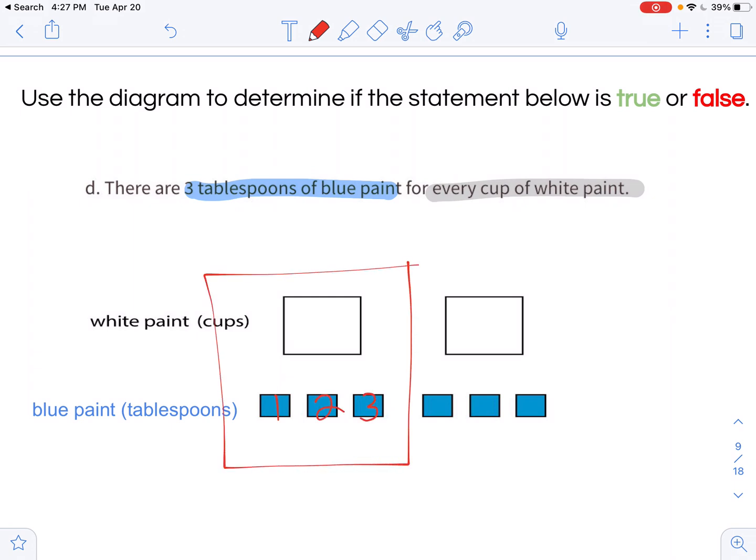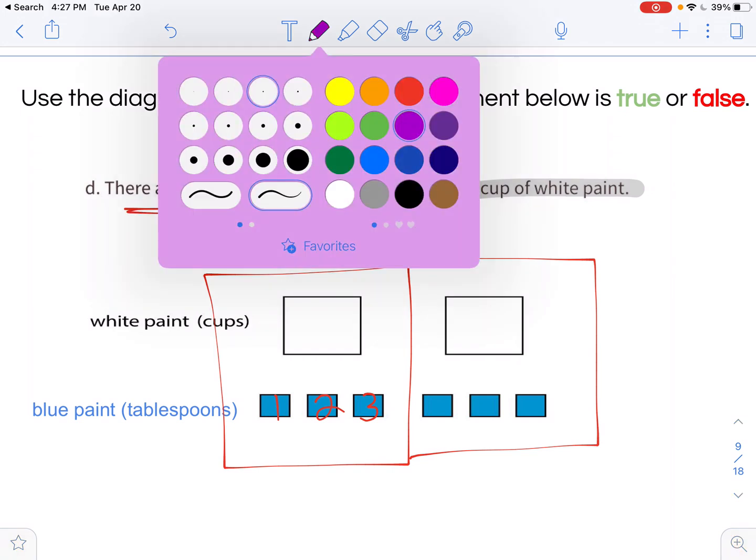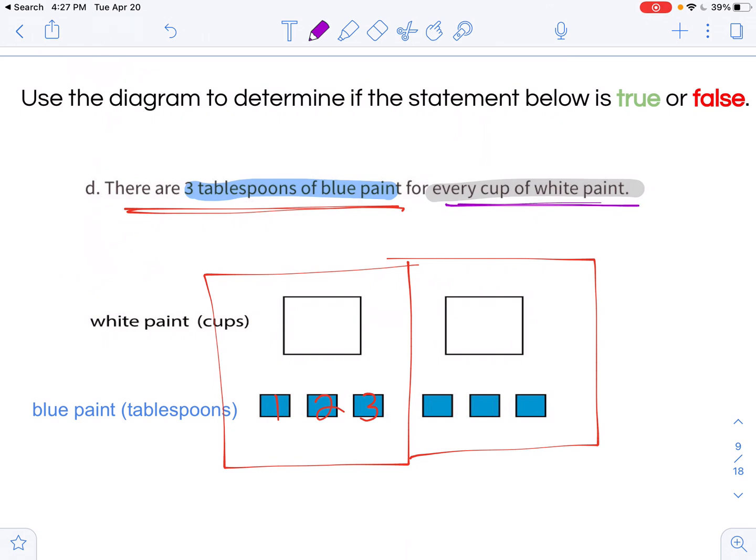Hey, this looks similar to what we've done in the last 2. Every time we have 3 tablespoons of blue, that's what this is saying here. Every time we have 3 tablespoons of blue, it says we should have 1 cup of white. And again, I know it's 1 because it says cup, and cup is singular. So that means 1 cup of white. This is what's happening in our picture. So this is a true statement. Every time we have 3 tablespoons of blue, there is also 1 cup of white.